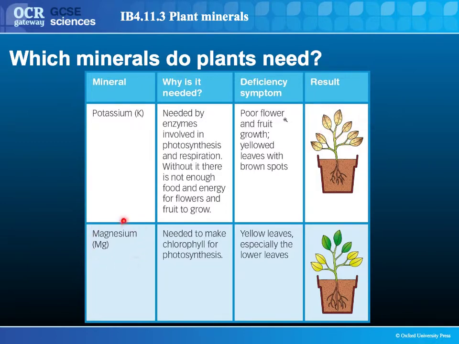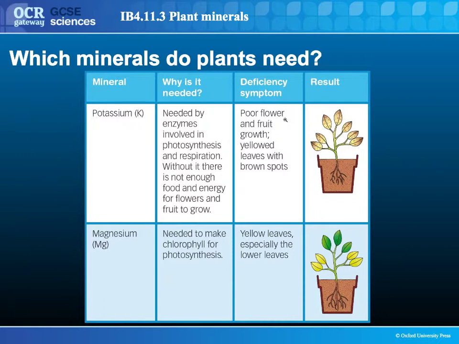With magnesium, that's needed to make chlorophyll, which is obviously needed in the process of photosynthesis. Now if there's not enough magnesium, we'll tend to get green leaves towards the top of the plant and yellow leaves towards the bottom, as they are saving any magnesium that the plant may have to make the chlorophyll in the top of the leaves to get most of the sunlight.